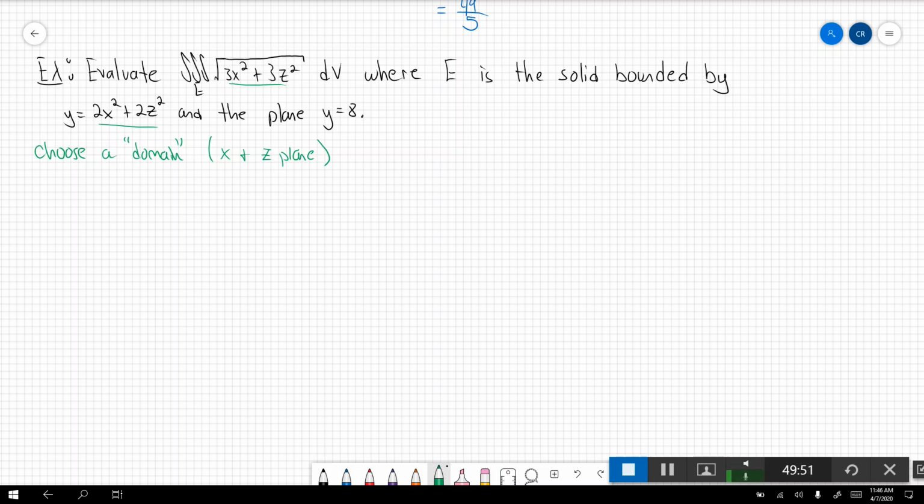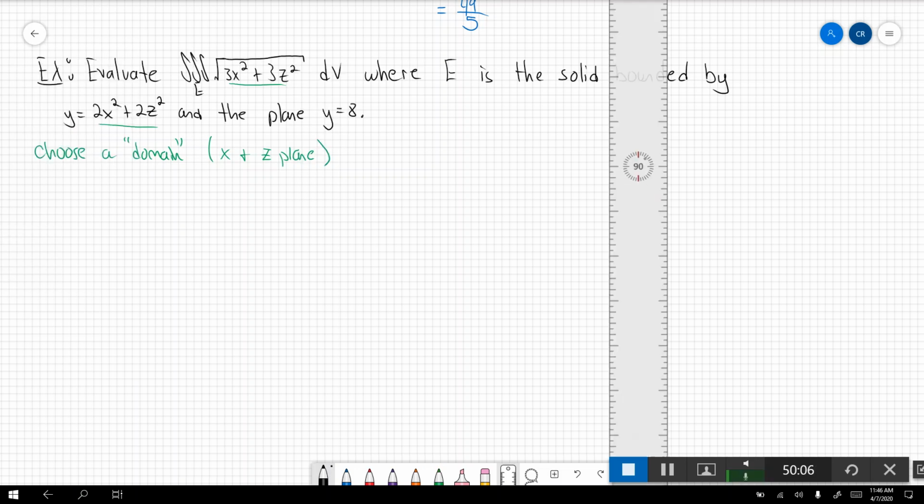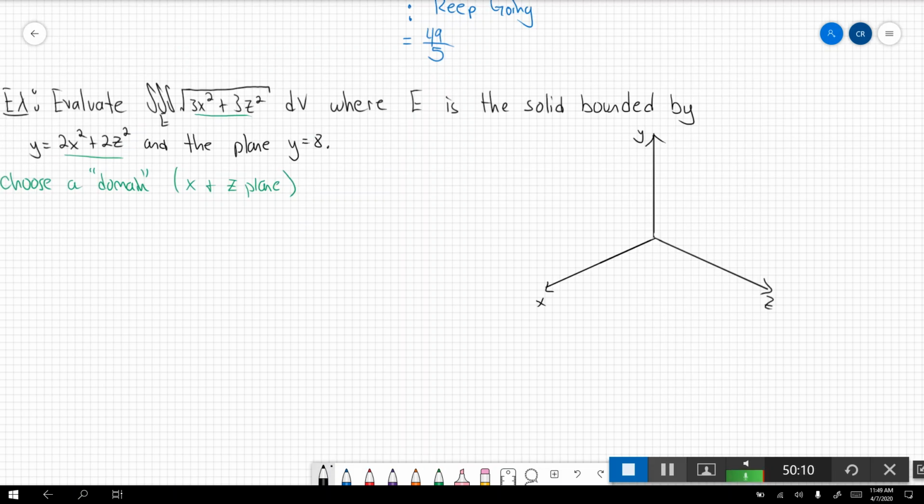Now I want to get a picture of what is happening here, so I'm going to draw a quick sketch. Let me draw a grid really quick and I'll come back. So here's your x, y, and z axes. Oops, excuse me, I didn't even realize I wrote this incorrectly until I looked up just now. So there we go, x, y, and z.